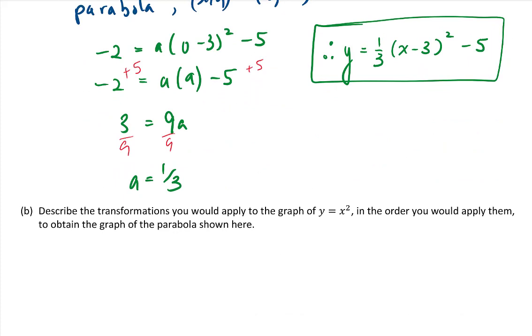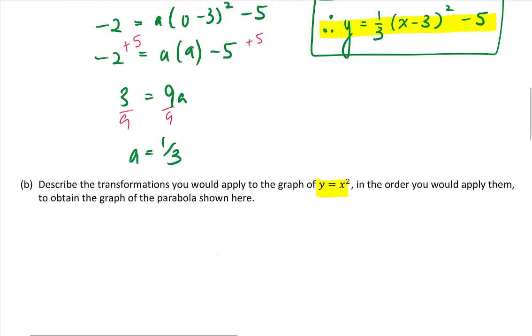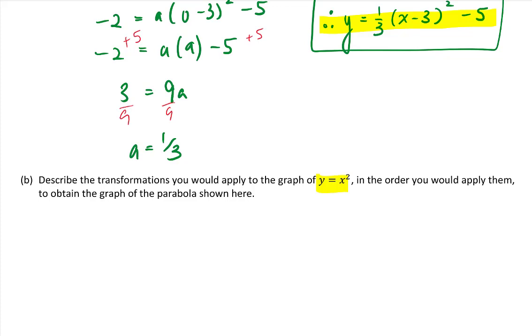Part B. Describe the transformations you would apply to the graph of y equals x squared in the order you would apply them to obtain the graph of the parabola shown here. So remember, we're going to start with our a value, then look at h and k and describe the transformations in that order. So starting with the a value, remember 1/3 is in between 0 and 1, so we're going to have a vertical compression. So we say y equals x squared is vertically compressed by a factor of 1/3.